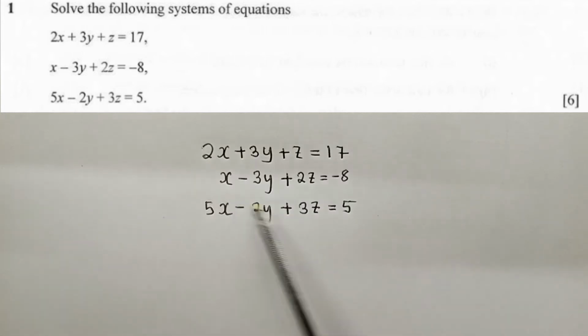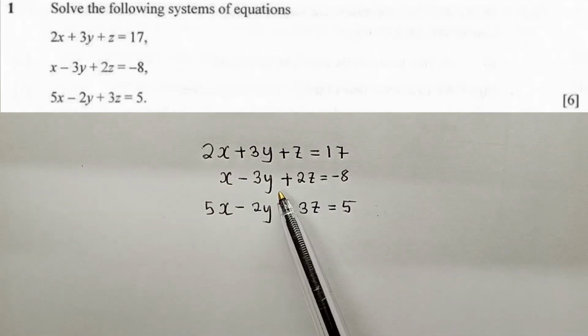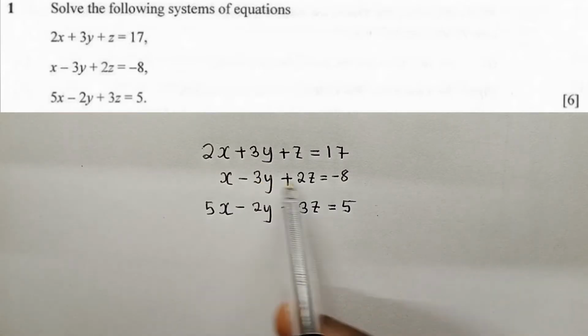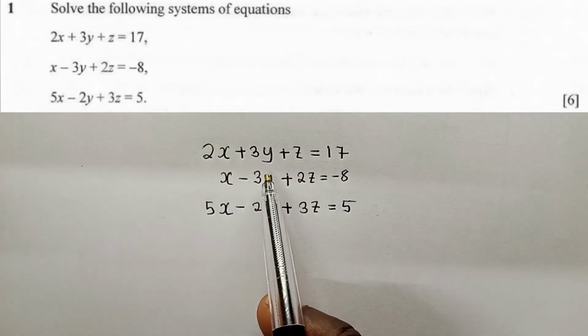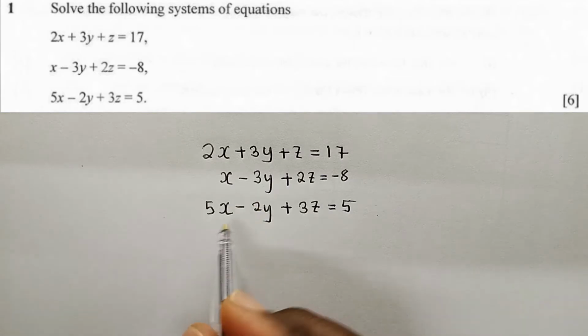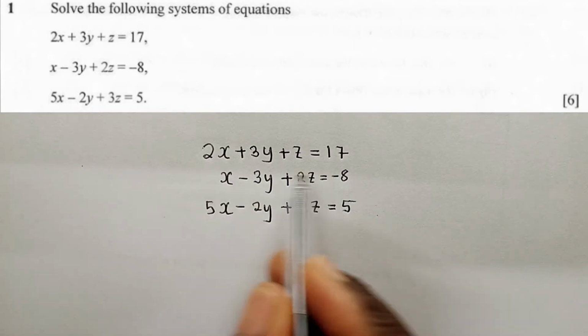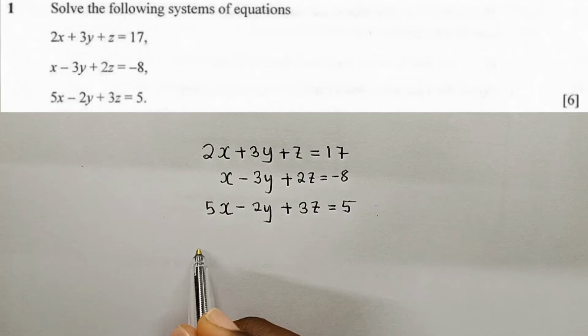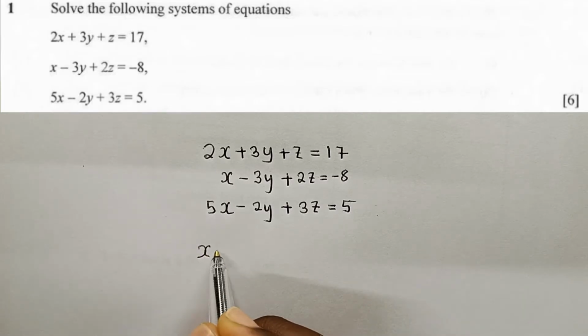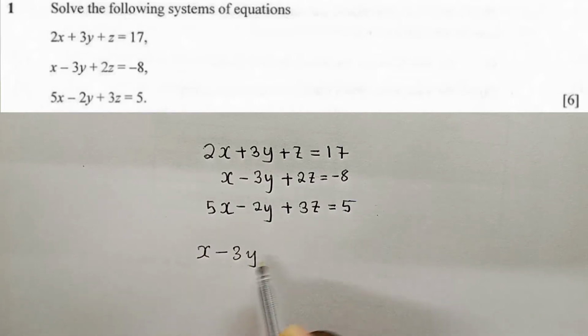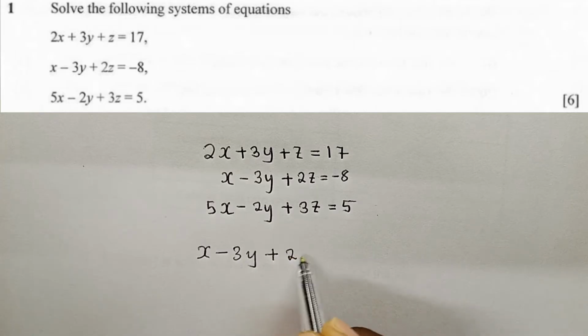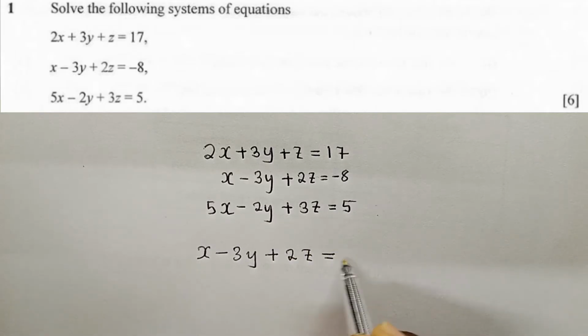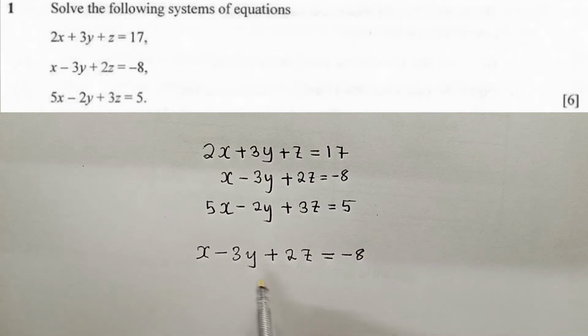All right, so to solve these equations, we must pick one of them and make x the subject of the formula. So here, I'm going to get the one which is right here and say x minus 3y plus 2z is equal to negative 8. I now make x the subject of the formula.